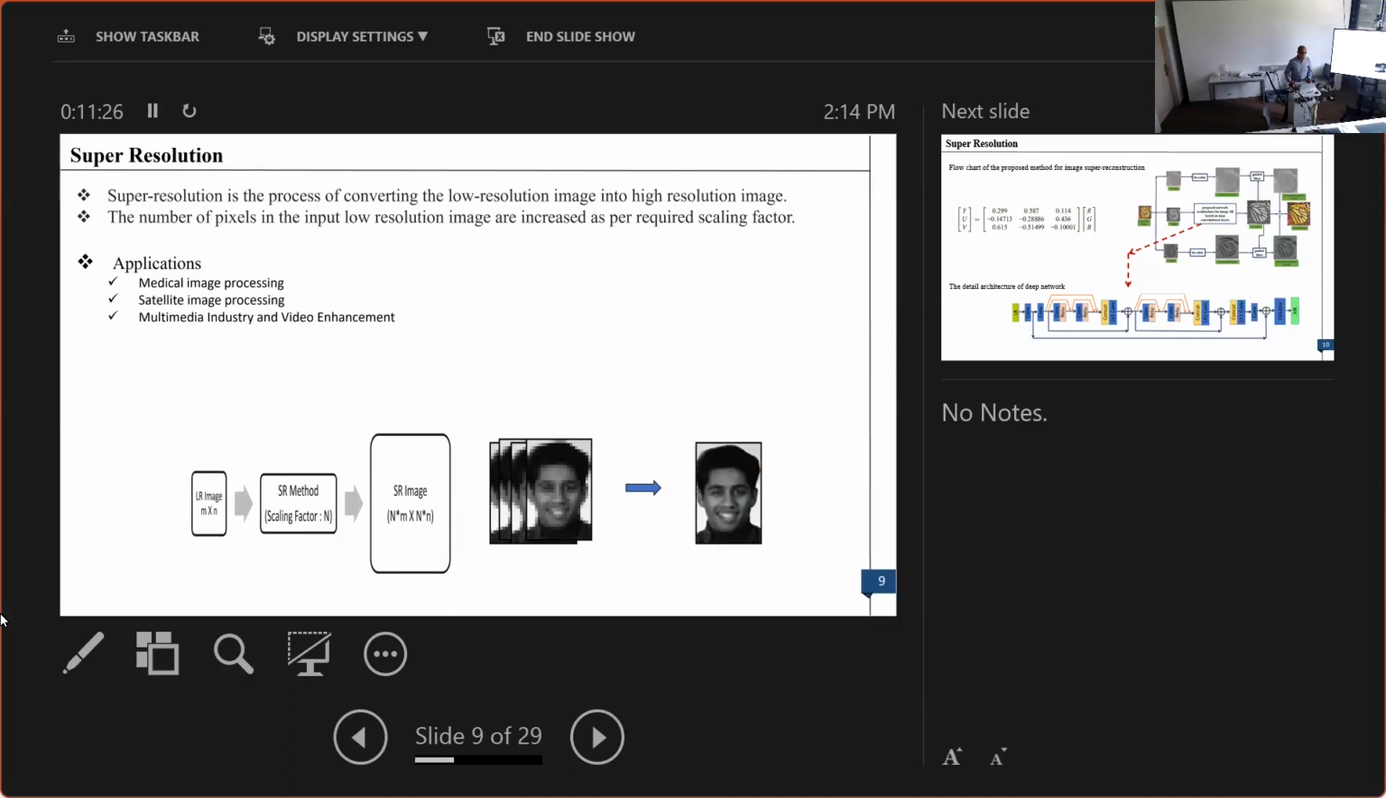Many researchers are working on this topic. The idea is very simple. Suppose we have an M by N image, and we need to scale it up by a certain factor, for example by 2. So if we have 100 rows and 100 columns and we need to scale up by 2, we need to map that image from 100 by 100 to 200 by 200.